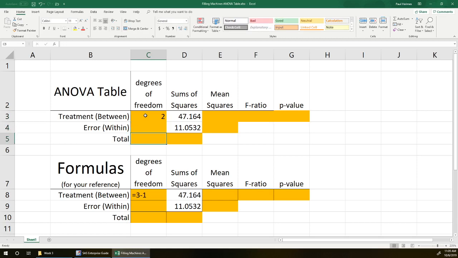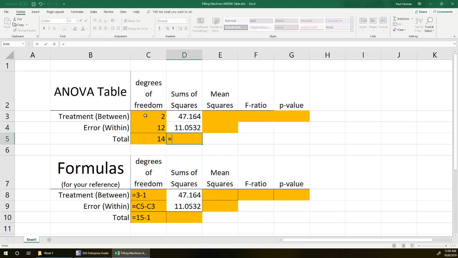Our total degrees of freedom is our total sample size minus 1. Then our remaining degrees of freedom, our within degrees of freedom, or error degrees of freedom, is the difference between these, because our degrees of freedom have to add up to total. So there we go, 12 within degrees of freedom.